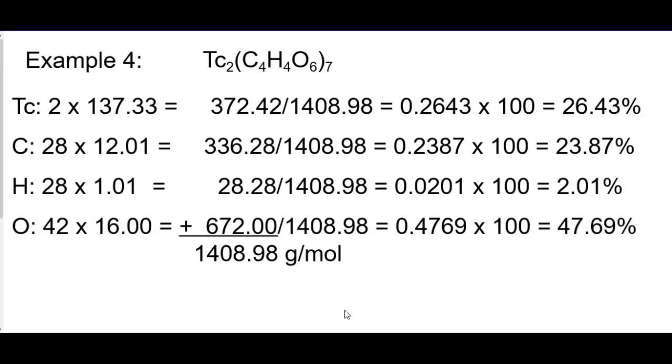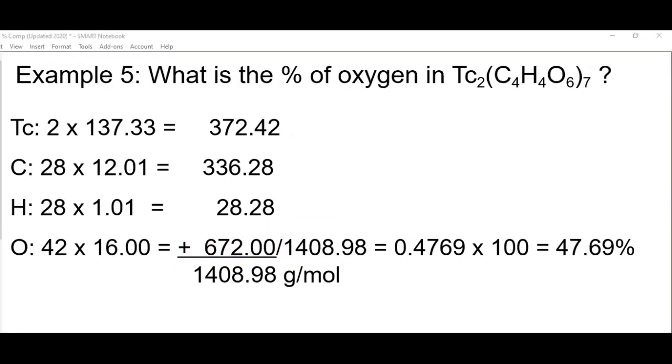Keep in mind that a question could simply ask you what is the percentage of oxygen present, for instance, and you would just have to do the molar mass and just the part over whole. Let me show you what I mean. I could simply ask you, what is the percent of oxygen in Tc2(C4H4O6)7? If you were just asked about a single percentage of a single atom, you would still have to calculate the molar mass because you need the whole, and then you can just figure out the part, take oxygen's part over the whole, and then report the 47.69.